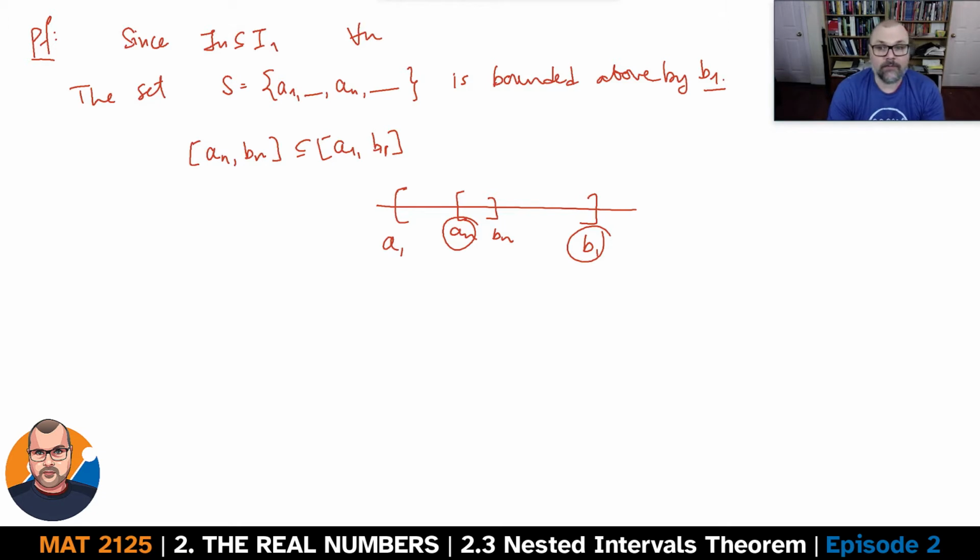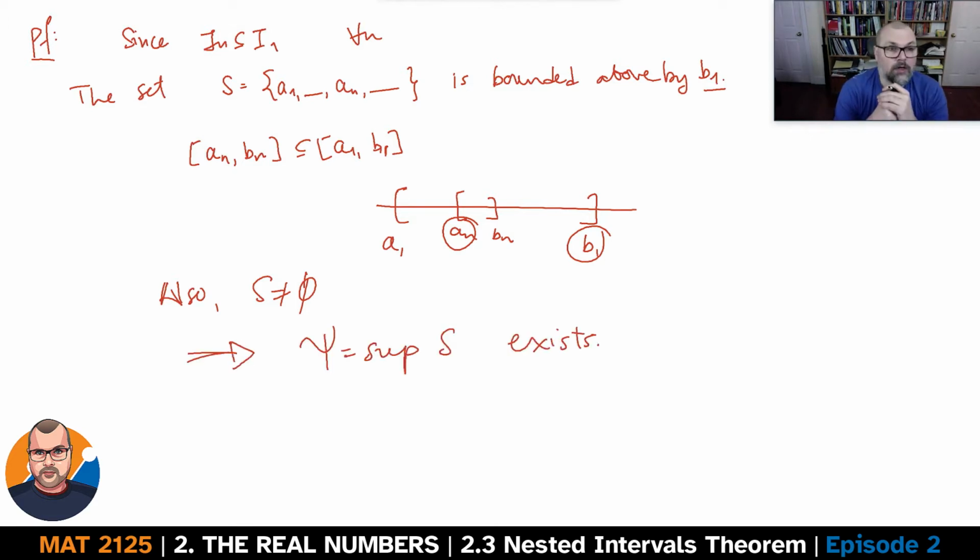It is not empty. How do we know it's not empty? Well, it contains the lower ends of all of these intervals. And so, S being bounded above by B1 and not empty, it has a supremum. We'll call that supremum psi. Why is that the case? It's the case because R is complete. That's one of the properties of R that we've seen in the first section of this chapter. So psi is the smallest upper bound of the set S. In particular, what this means is that the lower ends of all of the intervals, the An's, are all smaller than psi. That's the definition of the supremum.